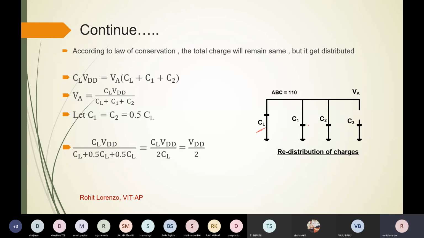That is CL, and C3 is on cutoff. So these transistors are on. So there is a redistribution of charges, you can say CL into VDD and VL. So CL into VDD and VA into this. Simply if you rearrange this, suppose C1 and C2 are equal to this much, if you put all these values, because of the redistribution of charges, instead of VDD at the output, it will reduce by VDD by 2 because of the charge sharing problem. So I need a solution to solve this problem.